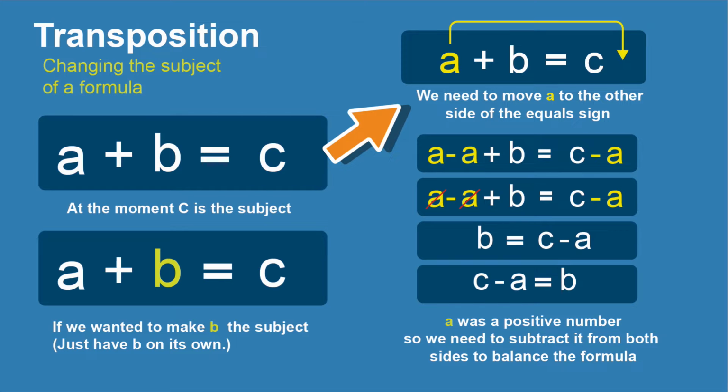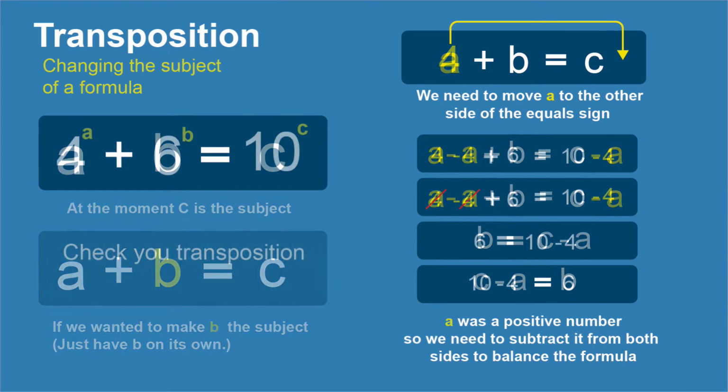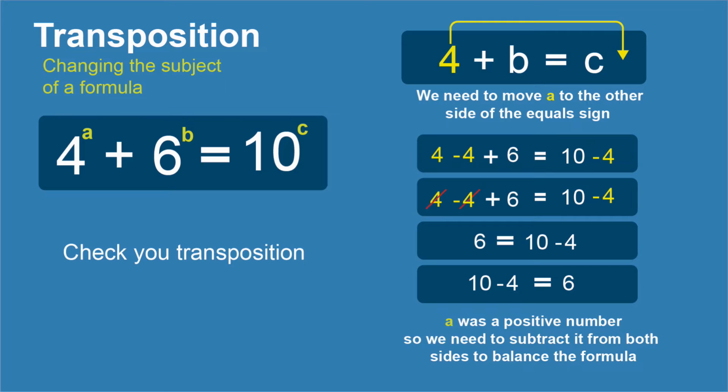So we need to get rid of this A, so we'll add a minus A, and what we do to one side of the equation we have to do to the other, so we'll add minus A to the other side. A minus A cancels out, and it leaves us with the formula B equals C minus A. Or you can swap it round to C minus A equals B, depending which way you like to look at it. You can always put the numbers in to check your formulas. The more you do it, the more confident you get.